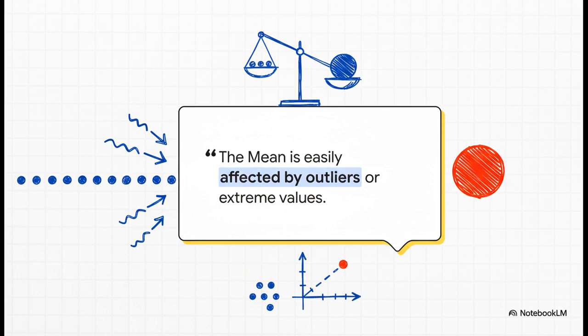Just think about a company reporting its average salary. If you have 100 employees making around 50K, but the CEO makes 5 million, well, that one massive paycheck is going to pull the average way up, making it look like everyone's rich. That's an outlier in action, and it's a huge problem.